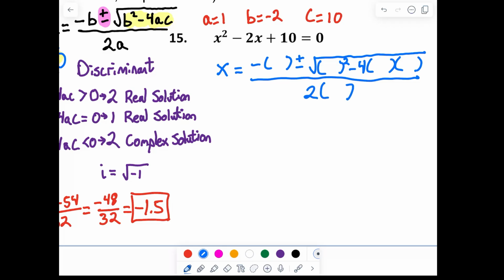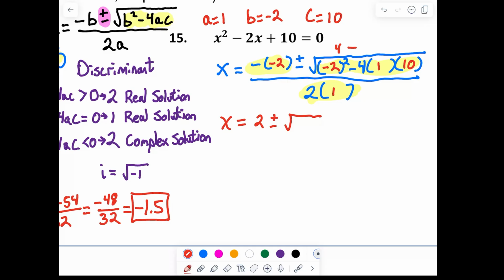Okay, so identify my A, B, and C values. A equals 1, B equals -2, and C equals 10. Rewrite the quadratic formula with parentheses. So x equals negative parentheses plus or minus the square root of parentheses squared minus 4 parentheses, all over 2 parentheses. Then go back and plug in your A, B, and C values.